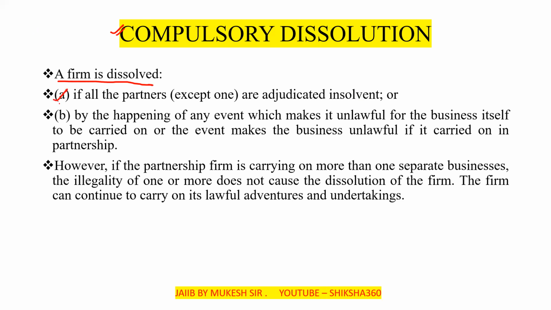First, a firm is dissolved if all the partners except one are adjudicated insolvent, that is, through a decision of a court. Insolvent means they are not able to pay the money. If all the partners except one are adjudicated insolvent.